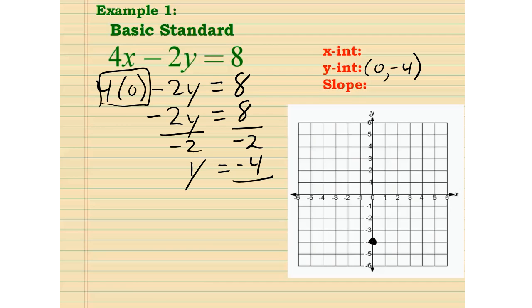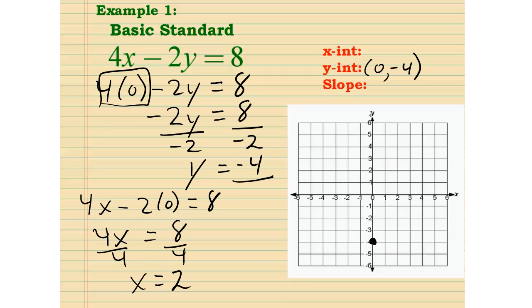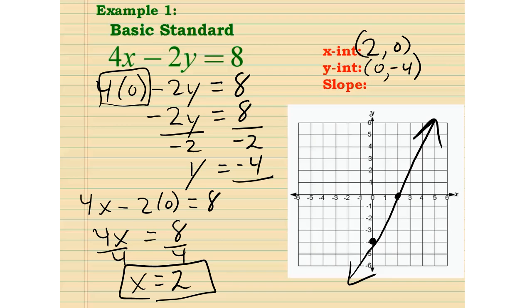Now I'm going to pretend y is 0. 4x minus 2 times y is equal to 8. Negative 2 times 0 is 0, and I have 4x equals 8. Divide by 4 on both sides, and I get x equals 2. This is fairly simple, isn't it? All right. Now I got 2 points. How many points does it take to graph a line? 2. And there's our line. The x-intercept is going to be 2, 0, because I pretended y was 0. And when y is 0, I'm going to be on the x-axis.